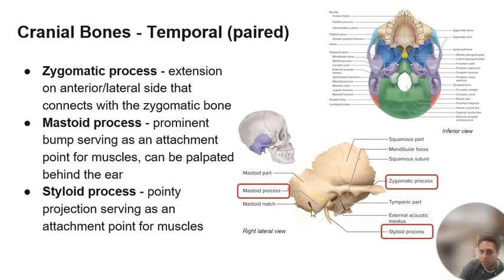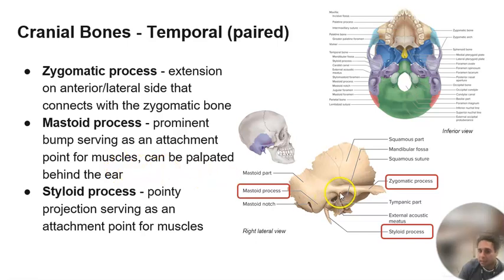You can actually palpate it, meaning you can actually feel it. If you put your finger here, you can feel the mastoid process. It sits right at the back, behind the ear, right over here. So it's a prominent bump. It serves again as an attachment point for muscles, and can be palpated behind the ear.